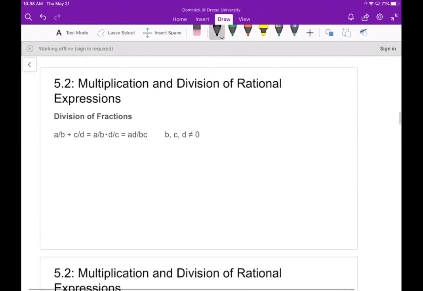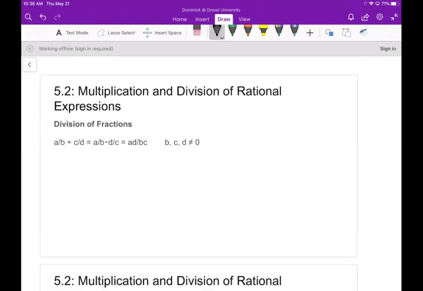Okay. Now, remember that when you divide fractions, what do we do? Well, we keep change flip, right? So if we want to divide fractions, we can think of this as a over b times d over c. So we get ad over bc.